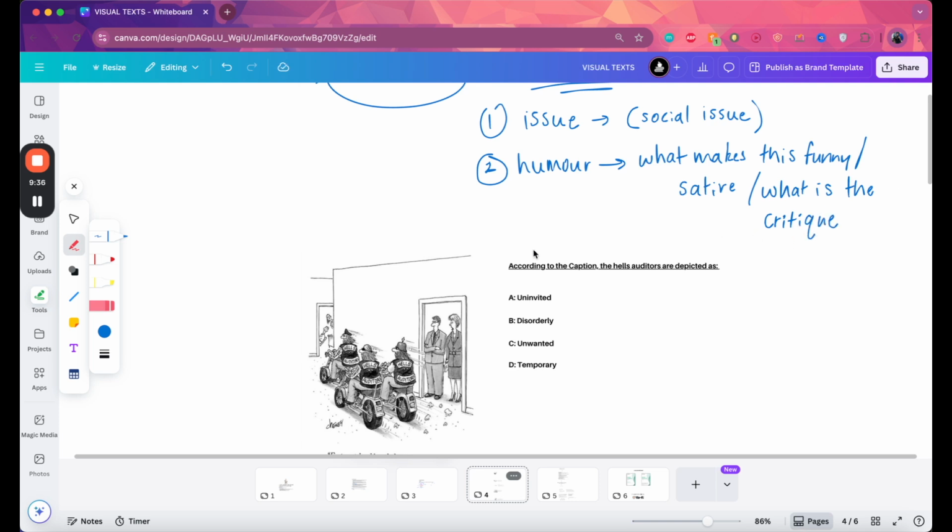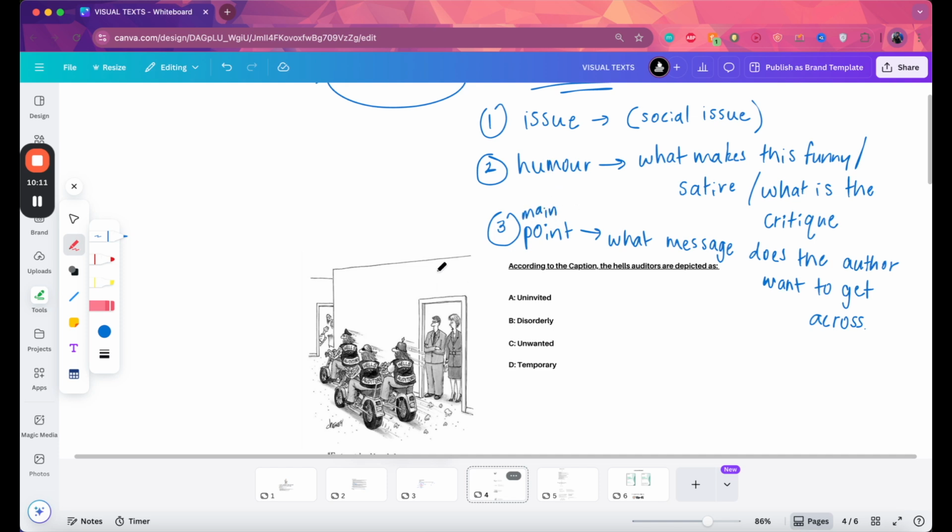Okay, and then 3 is the point. Why do we think the author made this cartoon, and what was the message that he or she wants to get across? Okay, so we're going to break down issue, humor, and point, or the main point, for all of these cartoons that I have here.